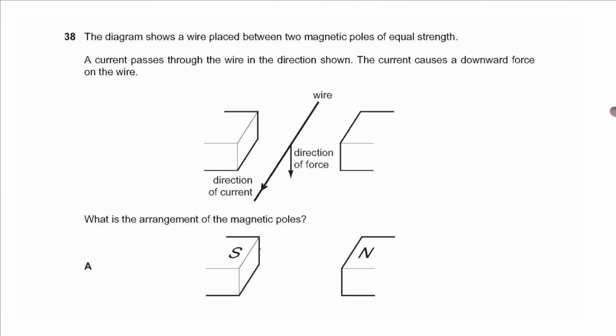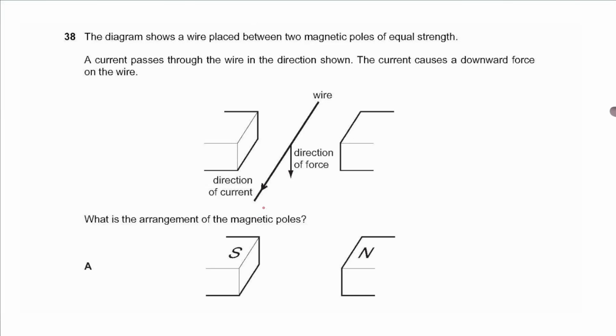Question 38 says a diagram shows a wire placed between two magnetic poles of equal strength. The current passes through the wire in the direction shown. The current causes a downward force on the wire. What is the arrangement of the magnetic poles? We need to know the direction of the magnetic field.